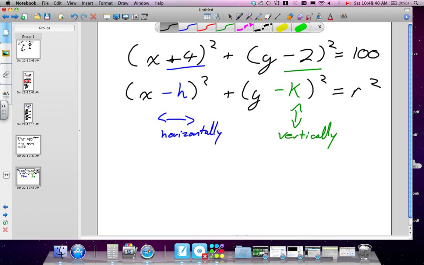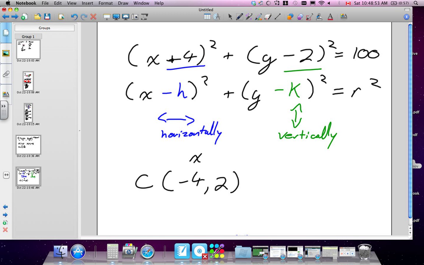If this is positive 4, what does our h actually represent? Oh, negative. Yeah, so the center's at -4. That's our x value, and positive 2 is our y value. And what would the radius of this circle be? 100. No, sorry, 10. 10, that's right. We always have to find the square root of it. So our radius is 10 in that circle. Does this make sense? Yep.